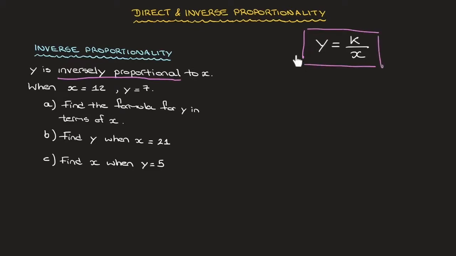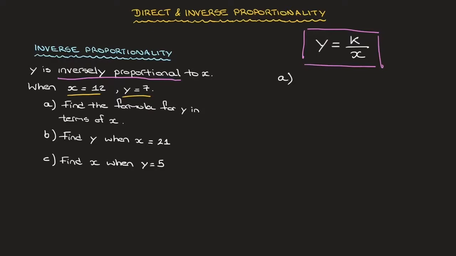Keeping in mind that this result is what "y is inversely proportional to x" actually means, we move on to the questions. The first question, question A, we're asked to find the formula for y in terms of x. Well, since we know the result that I just boxed here, all that really means is we need to find the constant of proportionality, k. And for that, we use the information that we're given in the question. That is, when x equals 12, y is equal to 7. So in a similar way to what we saw in our first example, all we have to do here is replace x by 12 and y by 7 and calculate for k.